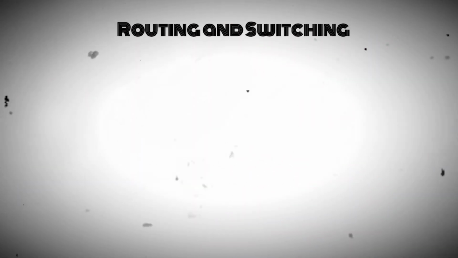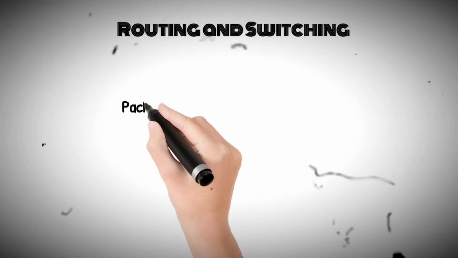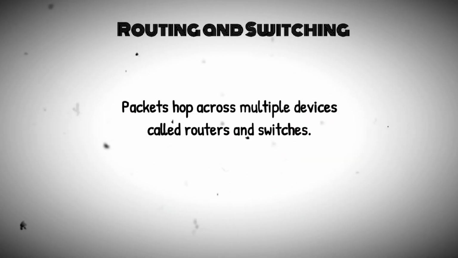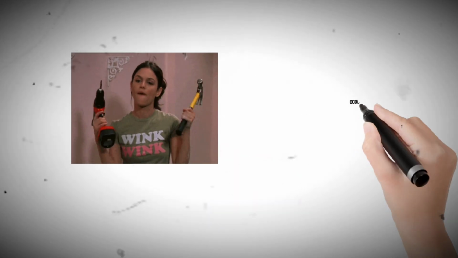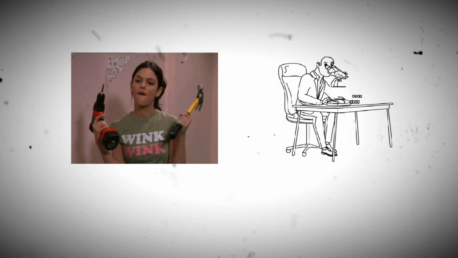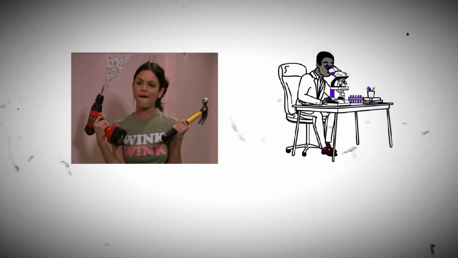Step 6. Routing and switching. Data doesn't travel in a straight line. Packets hop across multiple devices called routers and switches. Each router decides the fastest path for your packet, just like how GPS chooses the quickest route to your destination. If one path fails, the packet simply takes another, making the internet very resilient.